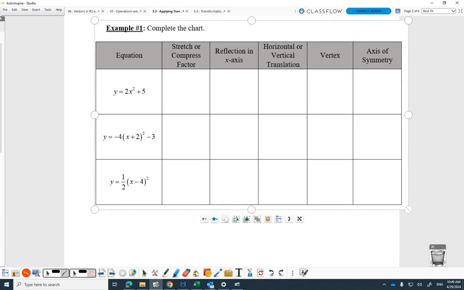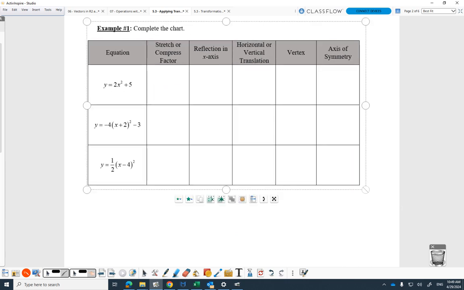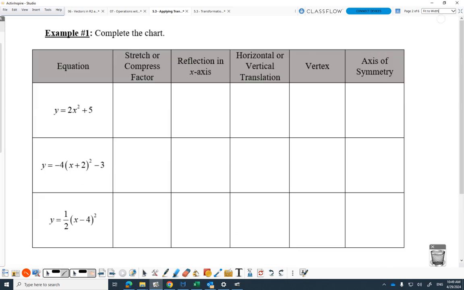Very unhappy with how this is fitting on my screen, so I'm just going to do a little playing around here. There, now I'm happy. And let's try and do this together, shall we? y equals 2x squared plus 5. Is it a stretch or a compression? Stretch. Multiplying by 2 stretches things. It makes them bigger. So this is a stretch.